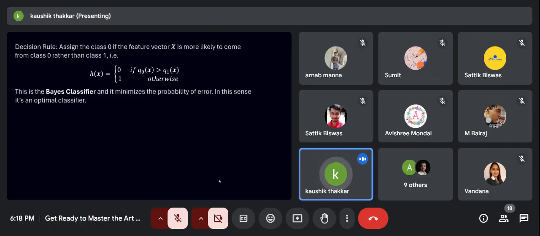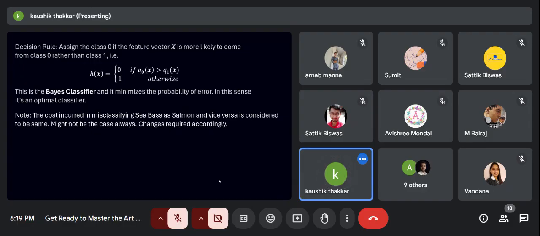This Bayes classifier actually minimizes the probability of error, right? And in this sense, it's an optimal classifier. What is the probability of error? Probability of error is basically the chances of making mistakes, right? Mistakes are if a fish is sea bass, you're saying it to be salmon, and the other way around. So this classifier minimizes the probability of error, right?